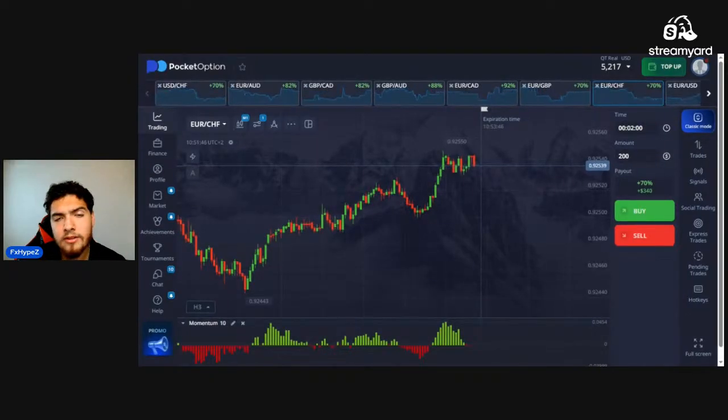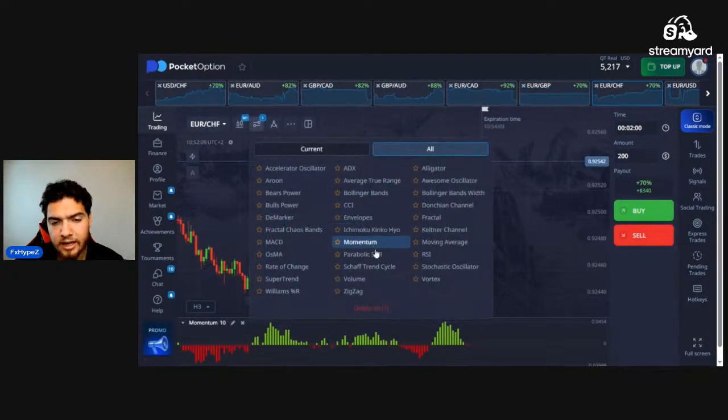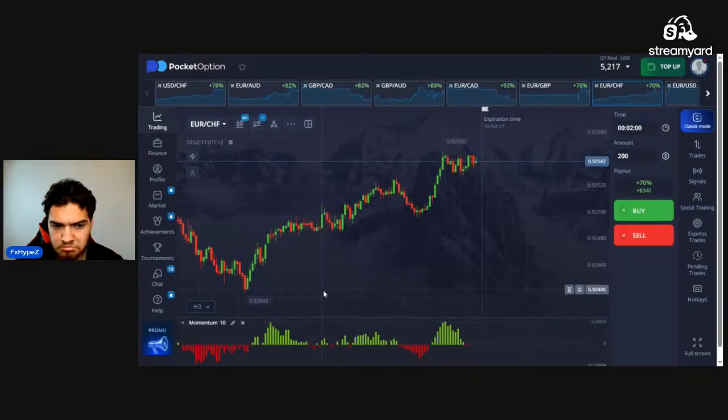The momentum indicator measures the strength and speed of price changes in an asset, and that applies to all assets. This indicator can be used to identify the current trend and potential trend reversals. You can find it in the middle column, fifth from bottom. We've already added it to the chart, default settings, and this is the indicator we're going to be using.